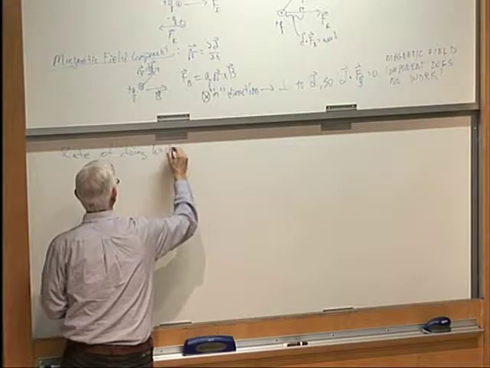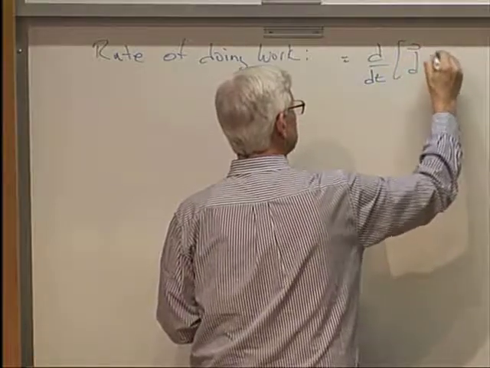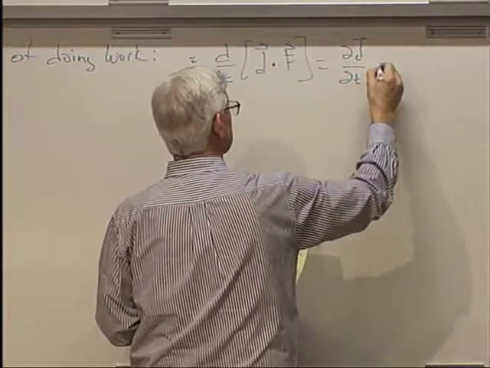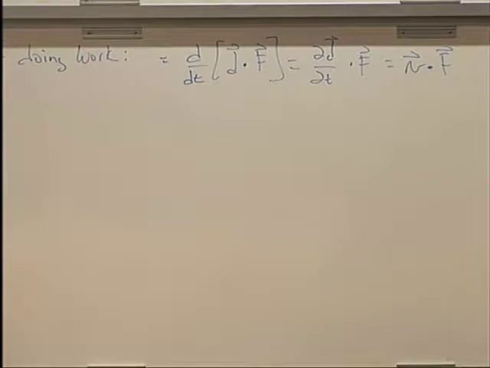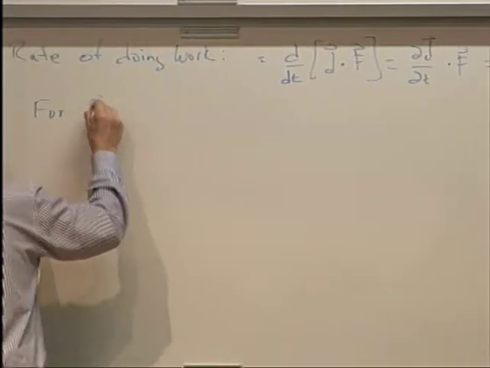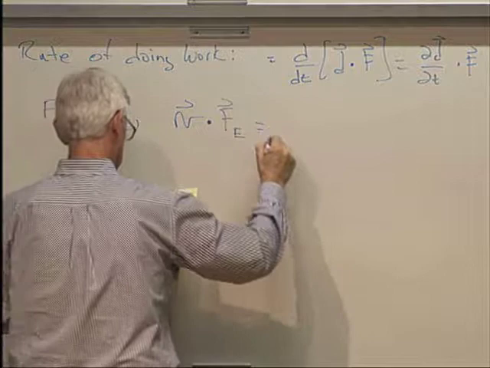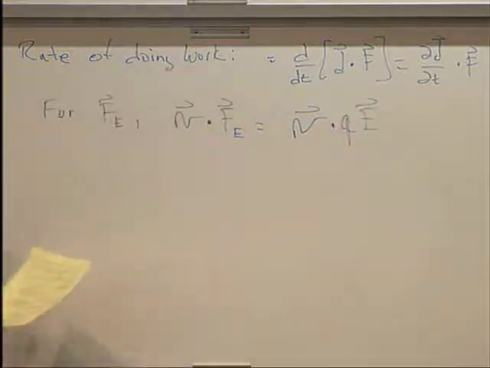Now, the rate of doing work, d/dt of D dot F, is, with well-behaved systems, the partial of the displacement with respect to time times the force, or the velocity dotted with the force. And so for the electrical, we've got V dot FE is equal to V dot QE, for a single particle.